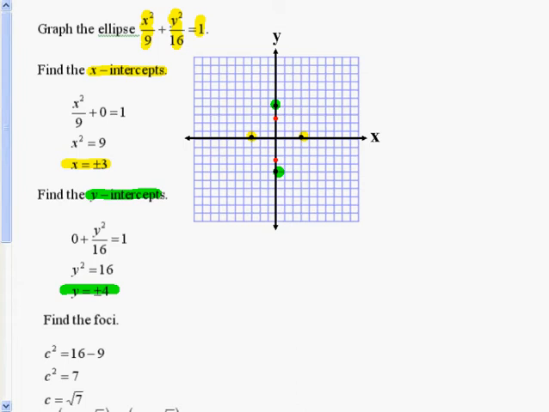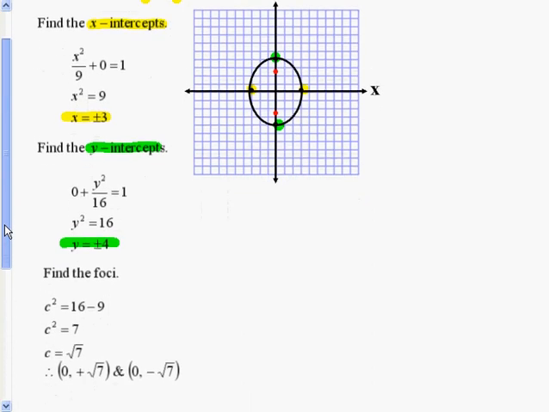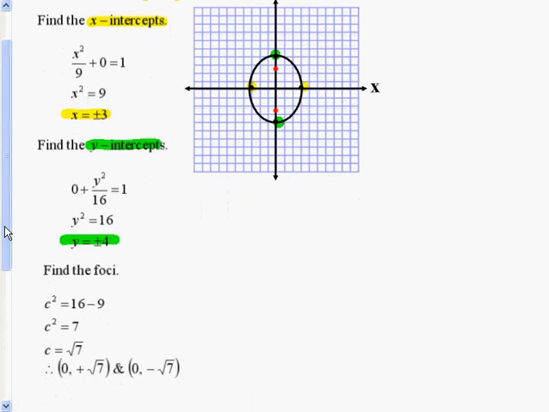Now we are going to draw the ellipse that contains those 4 points. So that ellipse will look something like that. The final step in graphing the ellipse is to figure out what the foci are. And the foci are found by solving an equation that involves c squared.